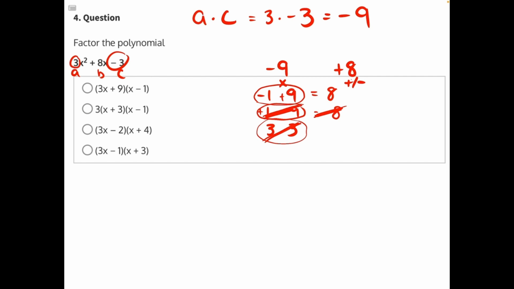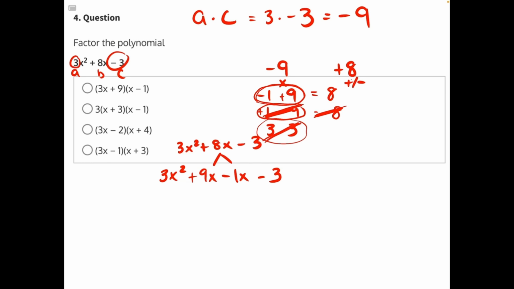So now that we have our factors that multiply together to give us negative 9 and add together to give us positive 8, we can rewrite our expression 3x squared and take these two factors and add x variables to them, plus 9x minus 1x minus 3. So what we have effectively done, this was the original expression, plus 8x minus 3. We have taken 8x and split it up into two terms that when combined will give us that 8x term.